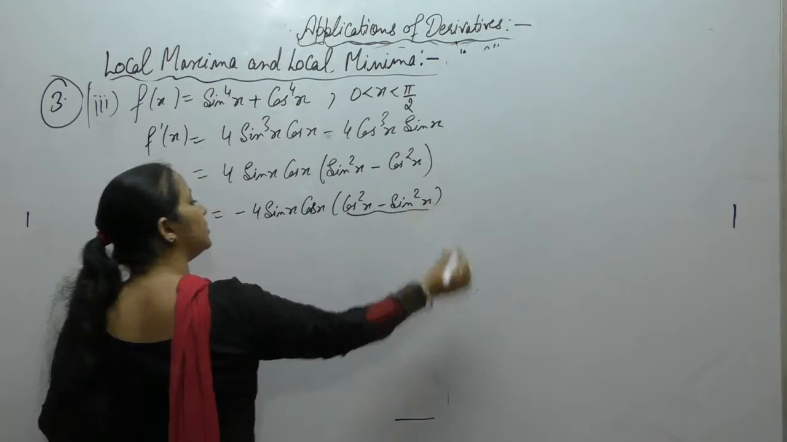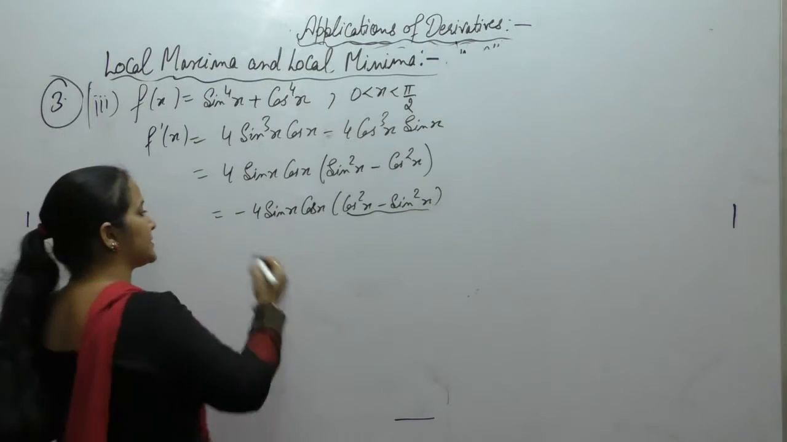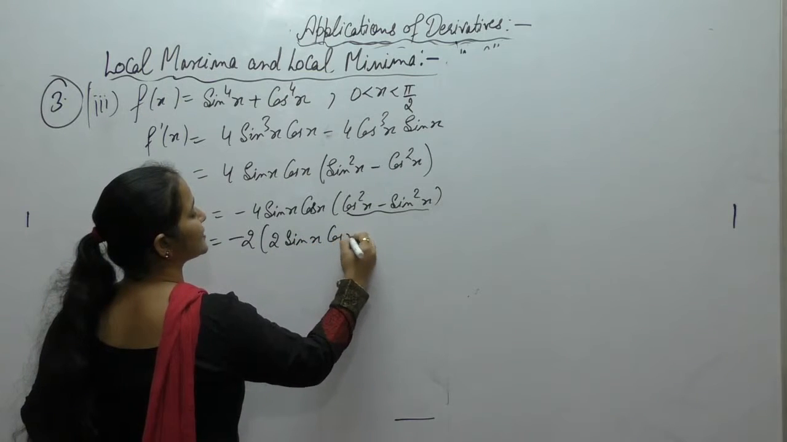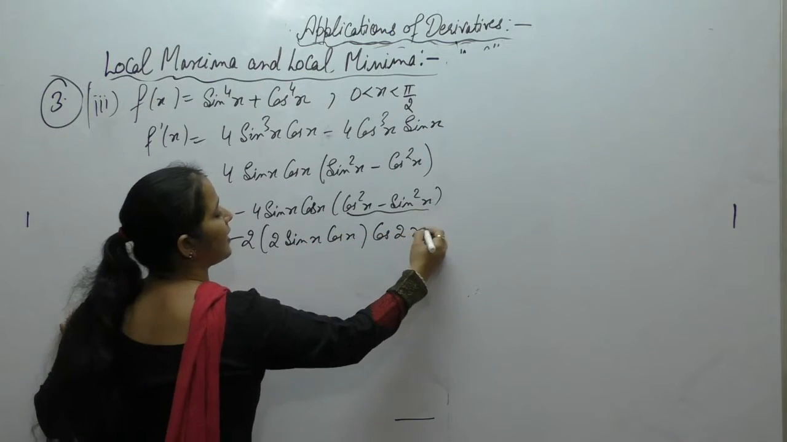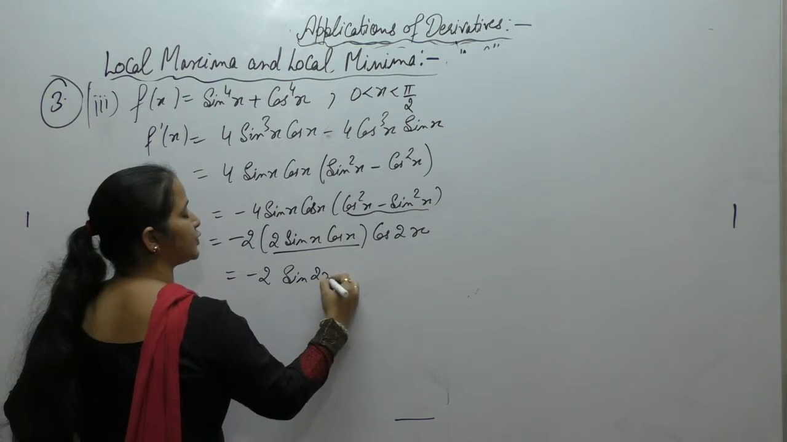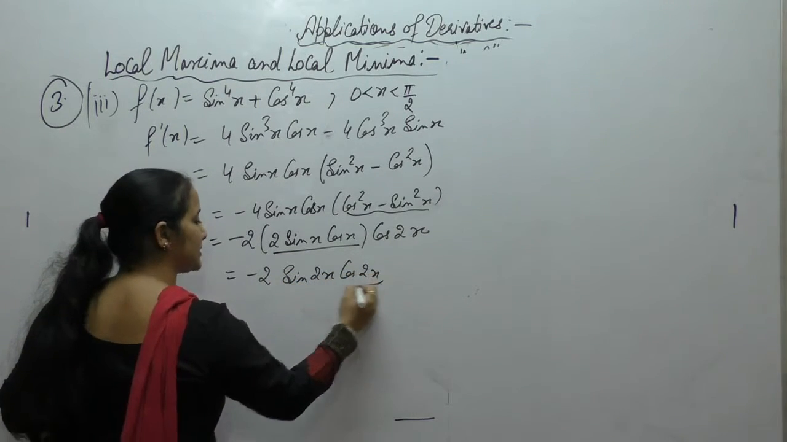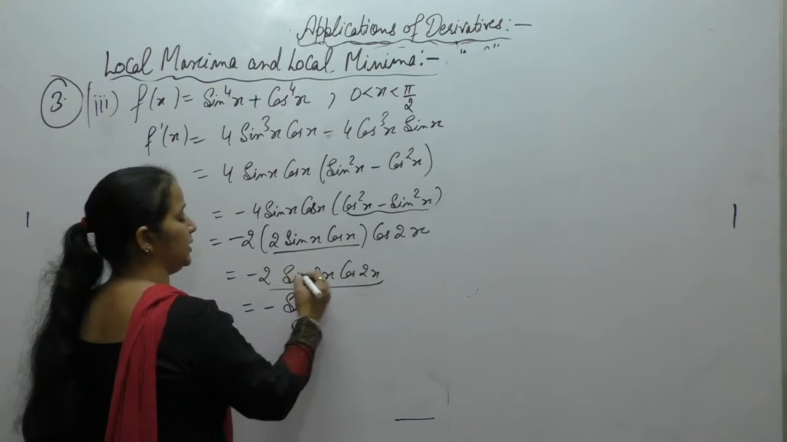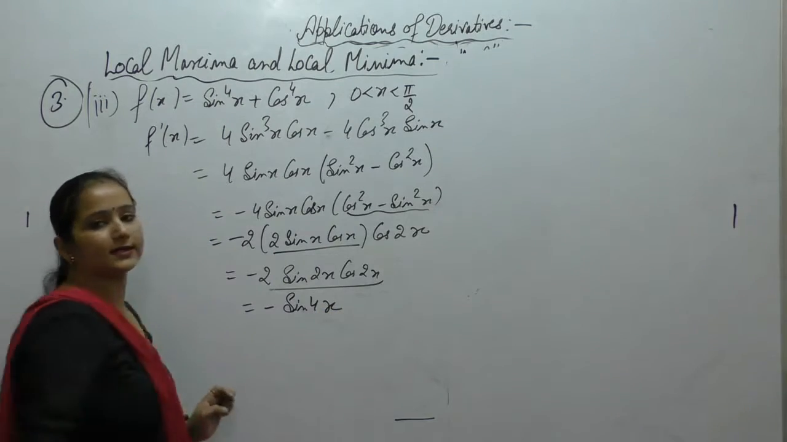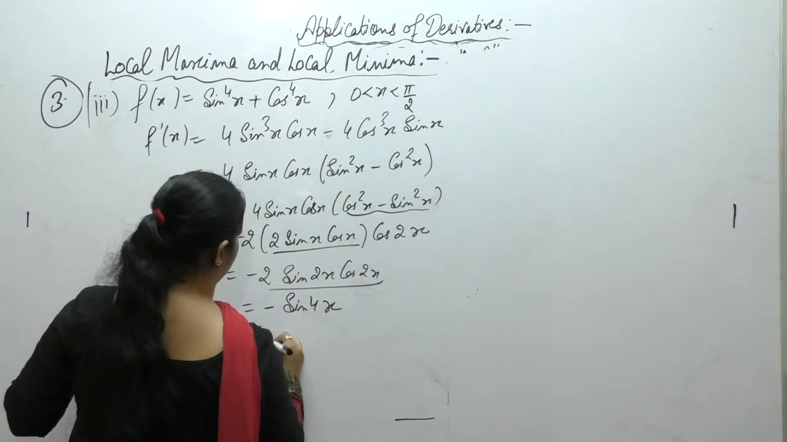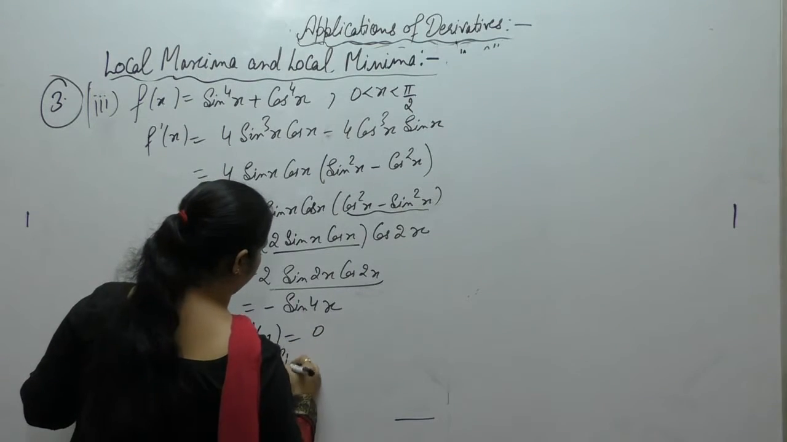This is the formula for cos 2x. And this we can write as 2 into 2 sin x cos x. This is cos 2x, and 2 sin x cos x is the formula for sin 2x. Now this is again of the form 2 sin x cos x, sin 2x. 2 into 2, 4x. Clear up to here? Now put the first derivative equal to 0.